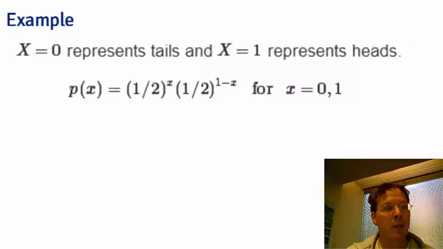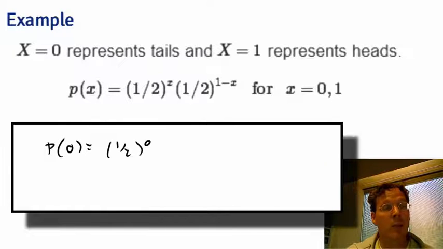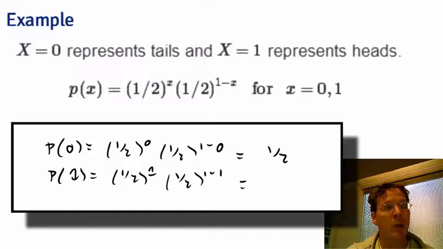So in the PMF down here, we have p(x) equals 1/2 to the x, 1/2 to the 1 minus x. So if we plug in x equal to 0, we get 1/2, and if we plug in x equal to 1, we get 1/2. And this merely says that the probability that the random variable takes the value 0 is 1/2, and the probability that the random variable takes the value 1 is also 1/2.